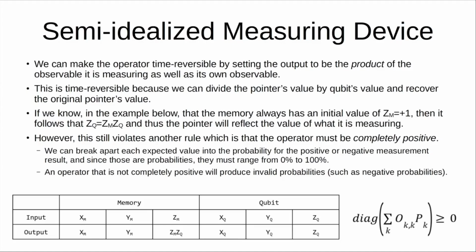So on the bottom right there's a simple test if it's completely positive, where P is the operator version of each observable, so that's our X, Y, and Z, and O is the operator you're testing. You sum all that, check the diagonals. Are they all positive or 0? What you're effectively doing is checking the effect of each operator on each observable and just verifying that they're all positive. And so this semi-idealized measuring device actually isn't even physically realizable either because it's not completely positive.